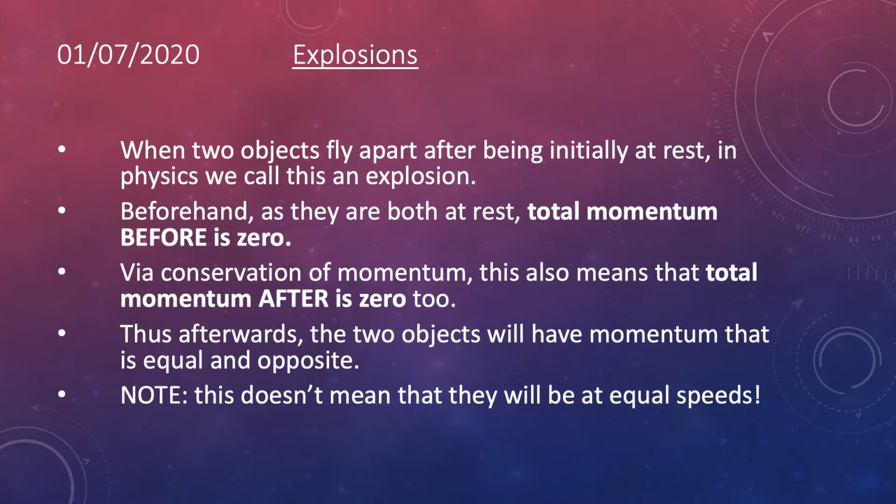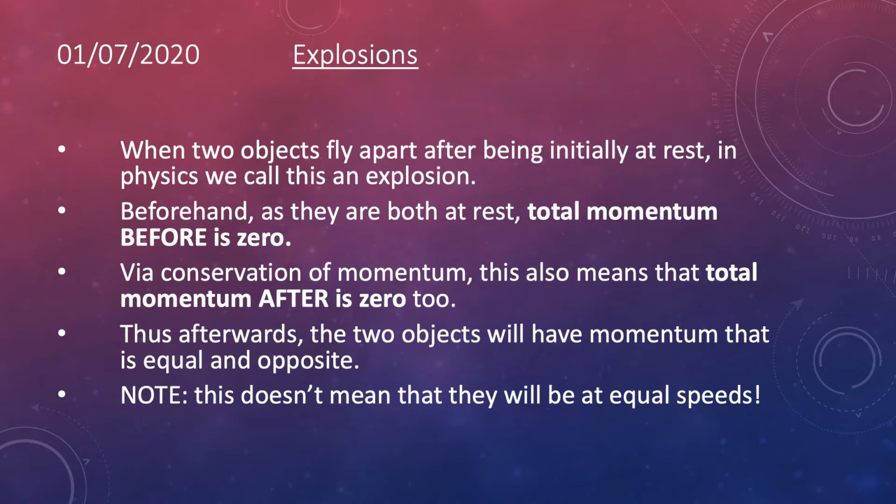So beforehand, thinking about that cannon and that ball, it's inside the cannon, neither of them are moving. If neither of them are moving, they have zero momentum. So beforehand, as they are both at rest, the total momentum before is zero. So via conservation of momentum, the total momentum afterwards has got to be zero as well. Afterwards, the two objects will have momentum that is equal and opposite. So the cannon and the ball will be moving in opposite directions.